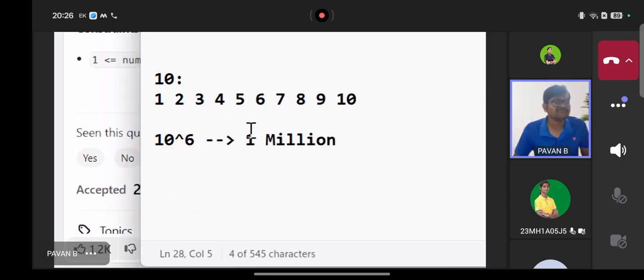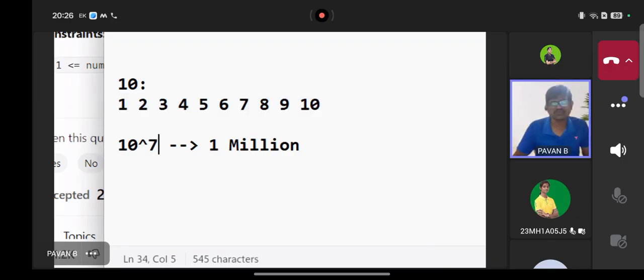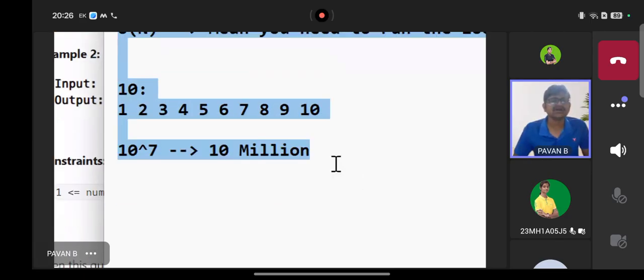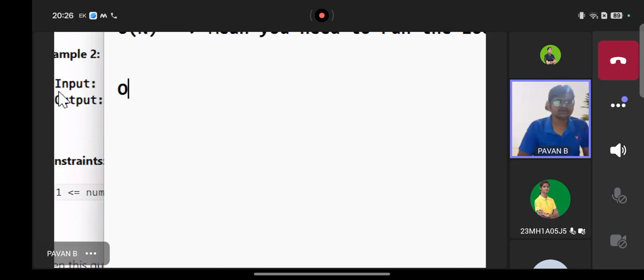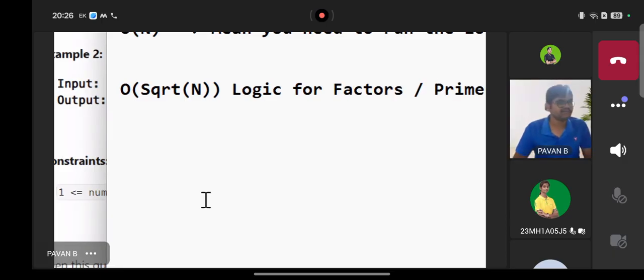Order of n means what? If the number is 10 power 6, which means 1 million, you are running the loop up to 1 million, right? If the number is 10 power 7, that is 1 crore, 10 million, you are running the loop for 10 million times. So there is a better way to do it, and that better way is called order of square root of n logic. This can be applied for factors and primes also.